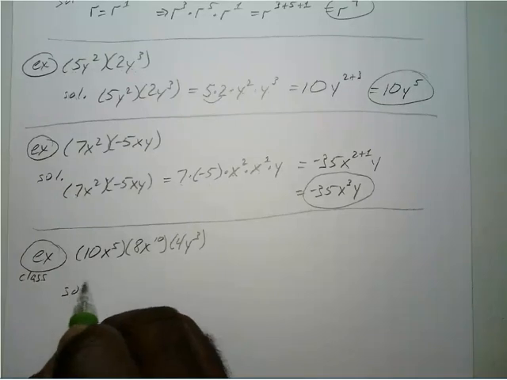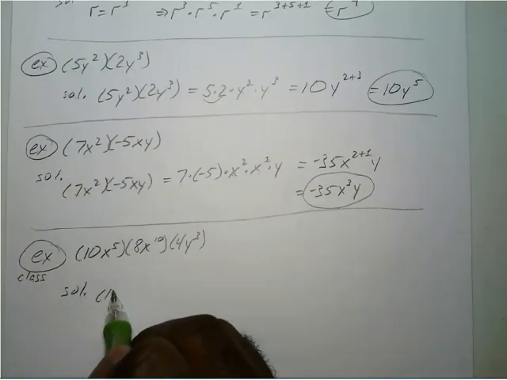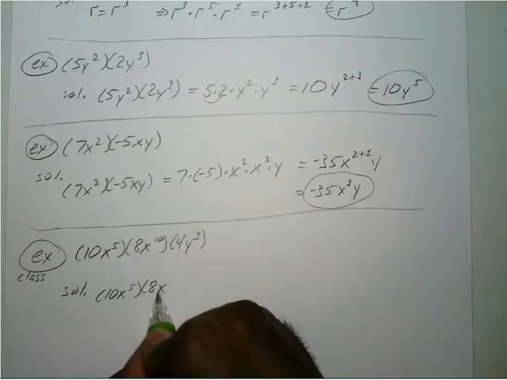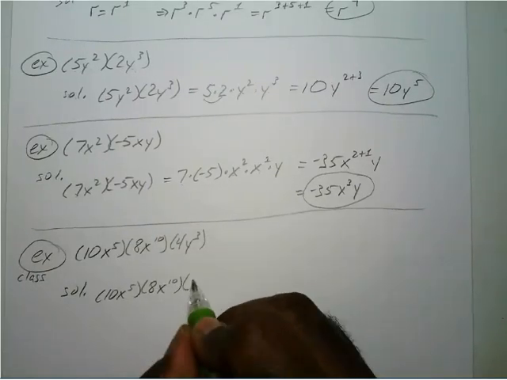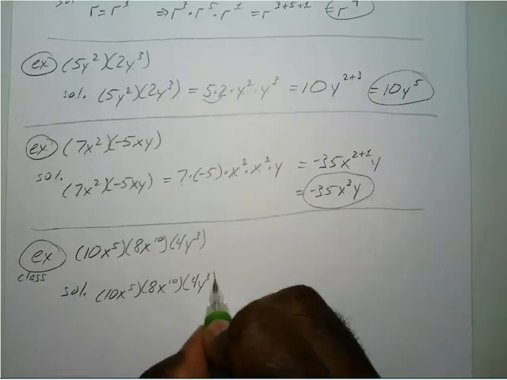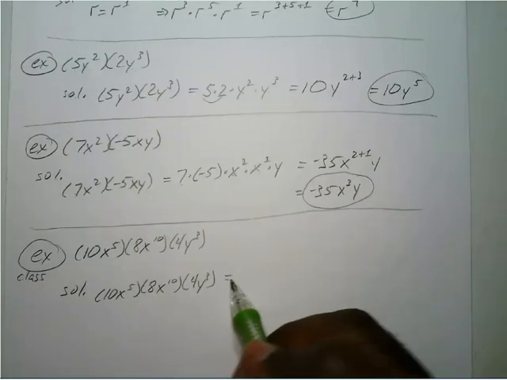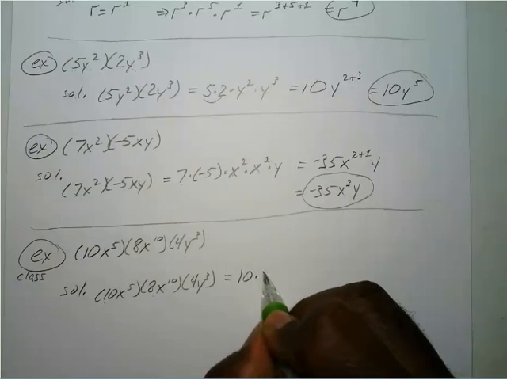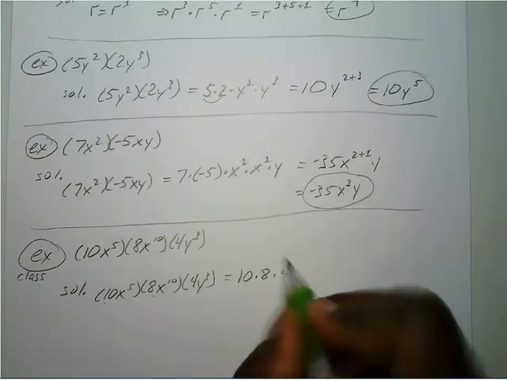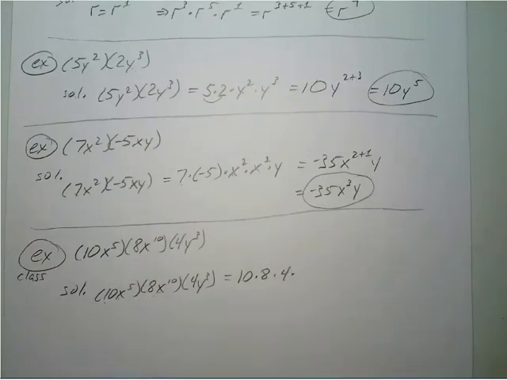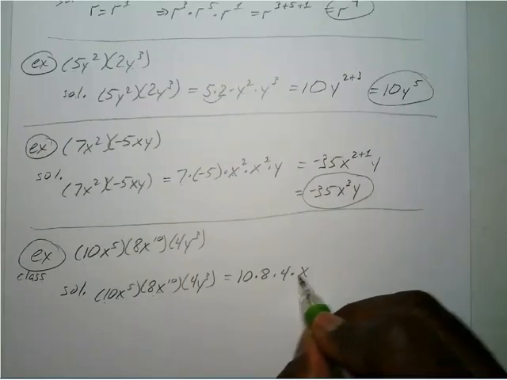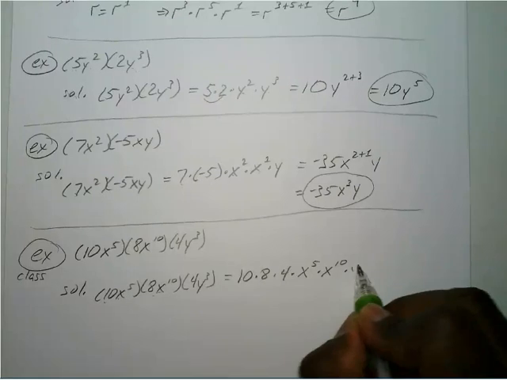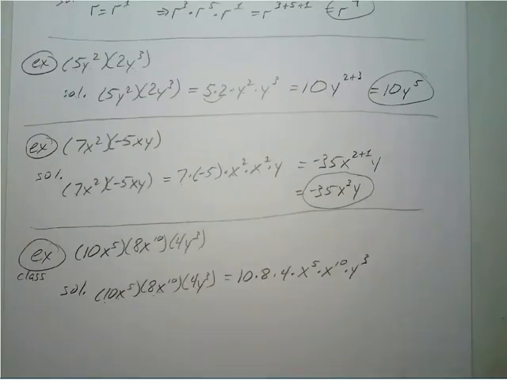Alright, so I'm assuming you've paused it and worked it out. So 10x to the 5th times 8x to the 10th times 4y to the 3rd. Remember, we're just going to multiply all of our numbers, 10 times 8 times 4, and then multiply our variables: x to the 5th times x to the 10th times y to the 3rd.